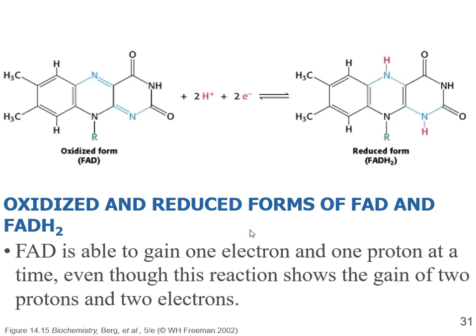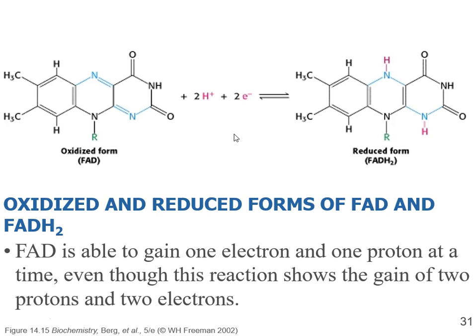I wanted to show you the oxidized and reduced forms of FAD. So here's FAD. If we look at what's highlighted here in blue, when protons and electrons are transferred to FAD, what happens is the electrons and protons form part of this ring structure right here. So we form bonds between the nitrogens and the two hydrogens. The hydrogens are shown here in pink. And we form new bonds between the nitrogens and the hydrogens. So that's the reduced form, FADH2.